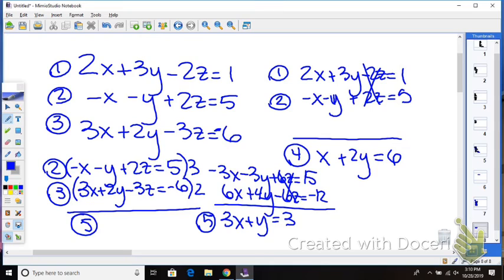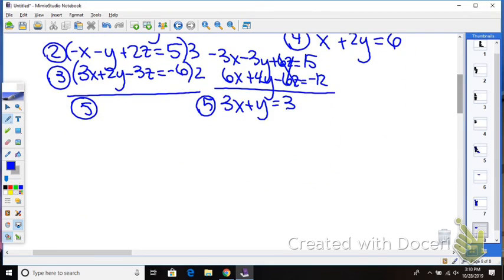See if your 4 and your 5 agree with me, or if I agree with you, because I feel like I made a mistake somewhere. Did anybody get this for 4 and 5? Yes? Okay. So our goal, we got rid of z. So now I just have an x and a y that I have to use 4 and 5 to solve for one of them. What do I want to get rid of? X or y? Y. Okay.